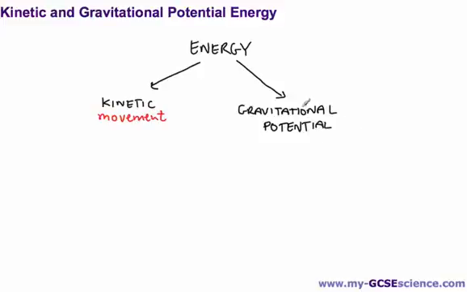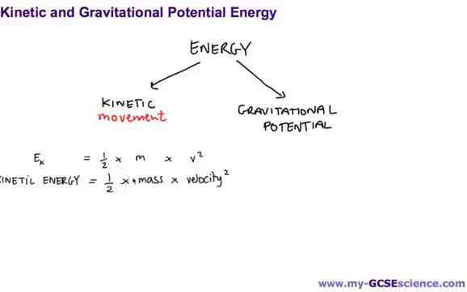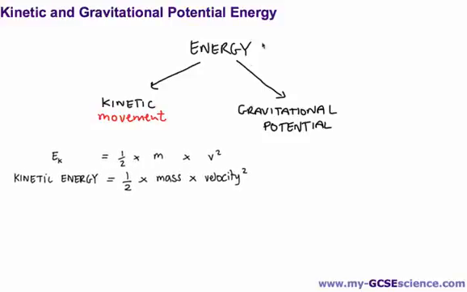Now, in terms of these two, you need to be able to use the formulas to calculate them. For the first one, we've got the formula down here, which is just off the screen. So we have EK is half times m times v squared. EK stands for kinetic energy, m is mass, and v is velocity. You'll be given all of this in the exam, but you won't be given the unit. So you've got to remember the unit for kinetic energy is joules, mass is always in kg, and velocity is in meters per second.